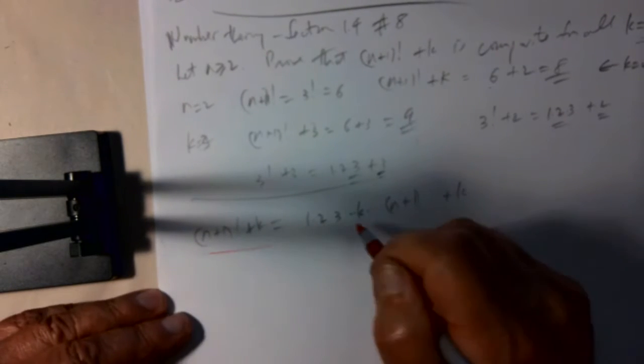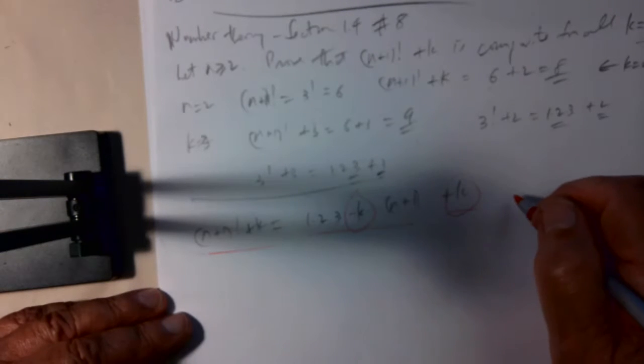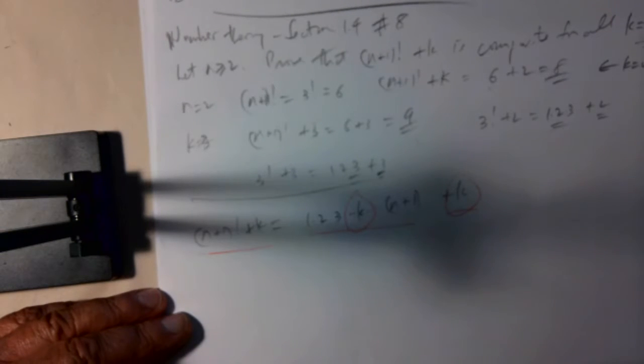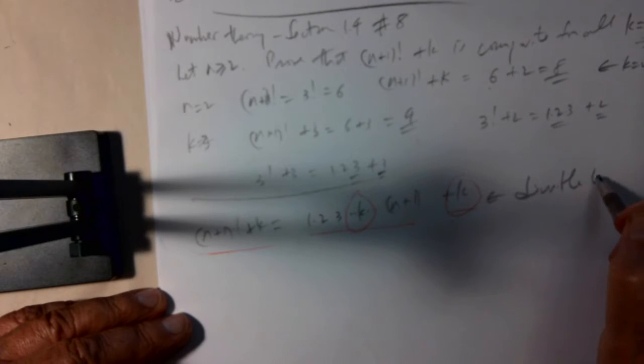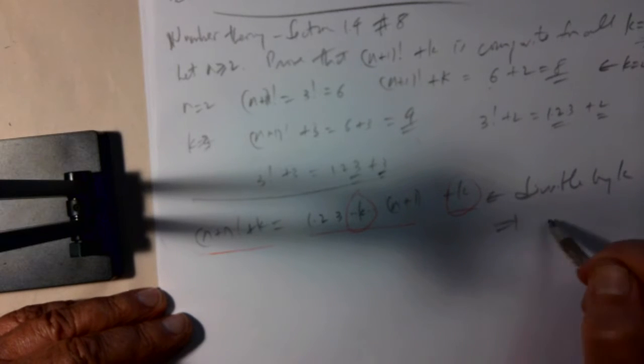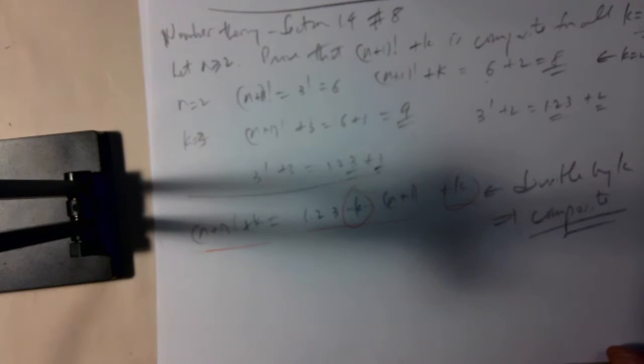So this number is the sum of these two things. This is a multiple of k. This is a multiple of k. So this number is divisible by k, which means it's composite. It's not prime. Right? So that's the argument.